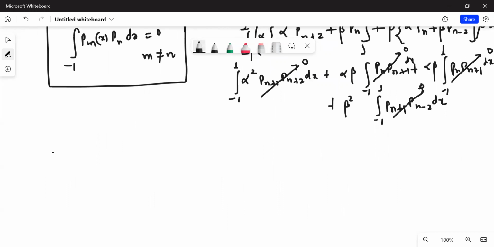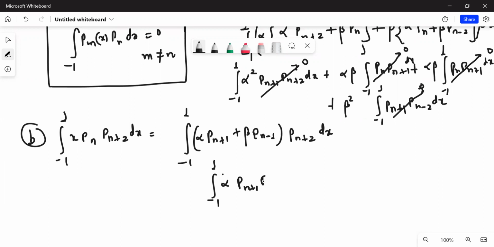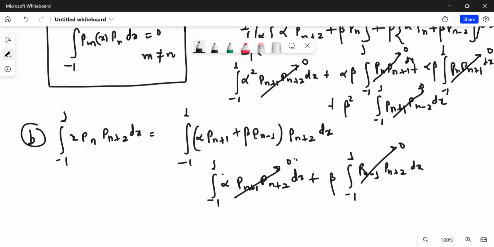Similarly, for option number 2, what was option number 2? Option number 2 was, just give me a minute, I think it is minus 1 to plus 1, x into pn into pn plus 2x. So you know that x into pn is simply minus 1 to plus 1 alpha pn plus 1 plus beta pn minus 1. And this multiplied by pn plus 2. And this is minus 1 to plus 1 alpha pn plus 1 pn plus 2 dx plus beta minus 1 to plus 1 pn minus 1 into pn plus 2 dx. Again, this would be 0 by orthogonality relation of Legendre polynomial. This would be 0. Okay.